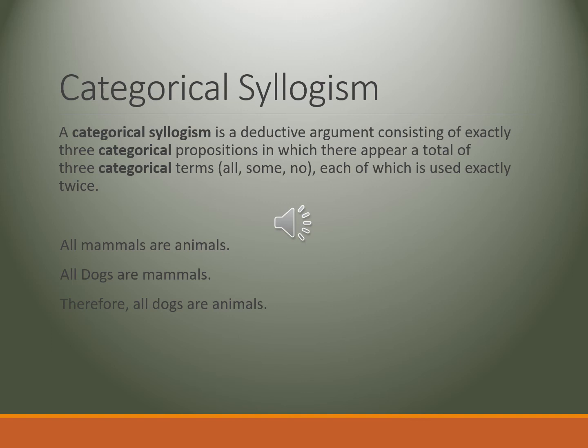And so as you can see, a categorical argument has three categorical propositions in which some category term appears. And these are terms like all, some, or no. All right? So down below we have a categorical argument. All mammals are animals. All dogs are mammals. Now, if you put those two ideas together, since all dogs are mammals and all mammals are animals, as the premises tell us, therefore the conclusion, therefore all dogs are animals, necessarily follows.